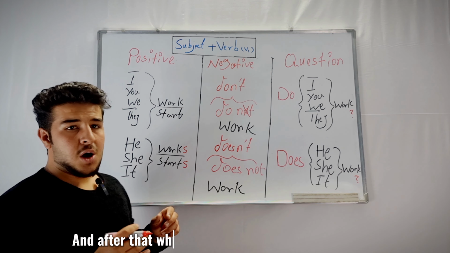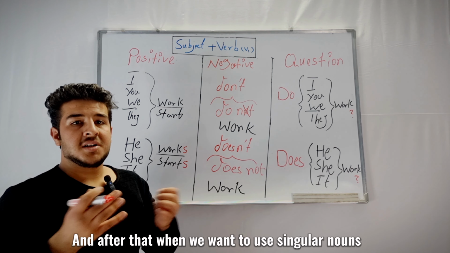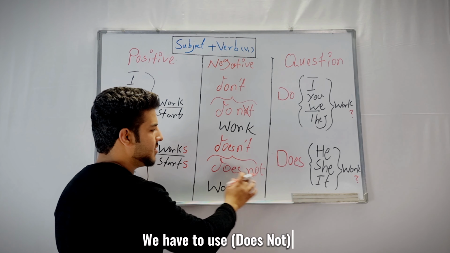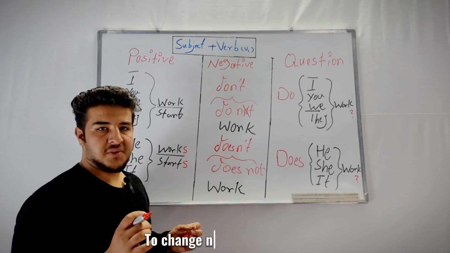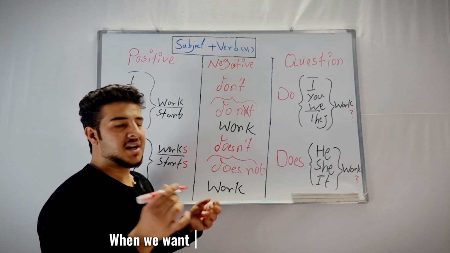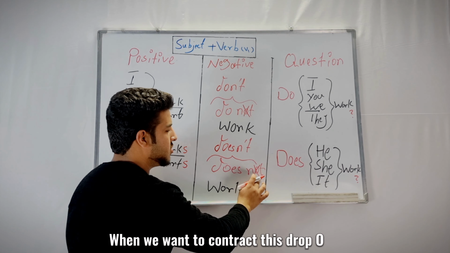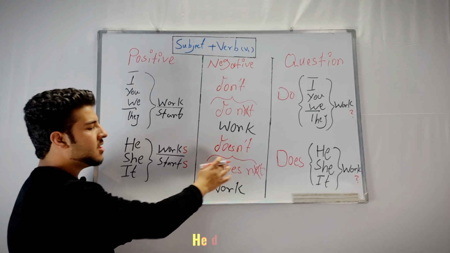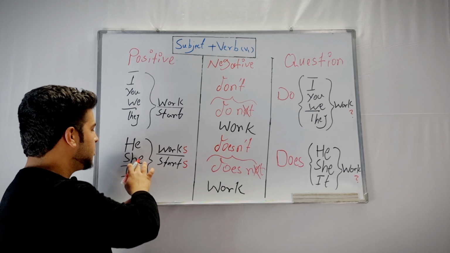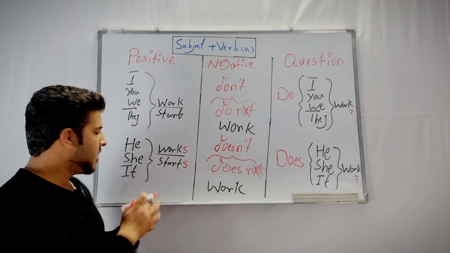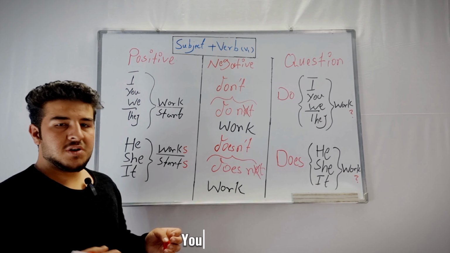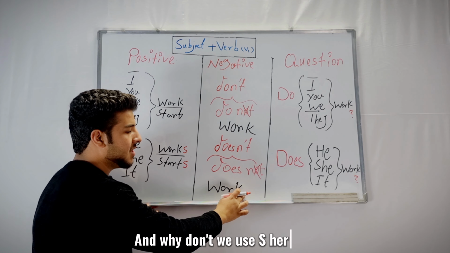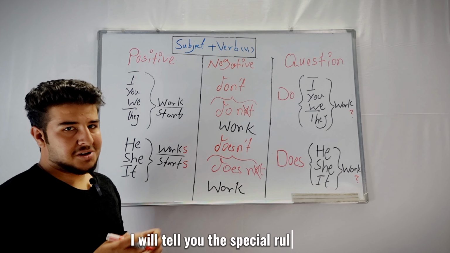And after that, when we want to use singular nouns, for example, he, she, it, we have to use does not to change to the negative form. And when we want to contract this, drop the o and it's doesn't. He doesn't work. She doesn't work. It doesn't work. You will say, why do we use s here and why don't we use s here? I will tell you the special rules.